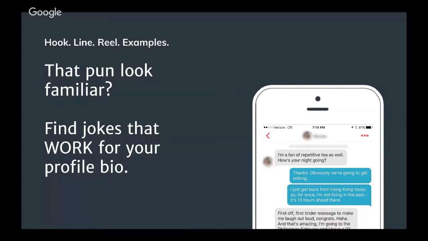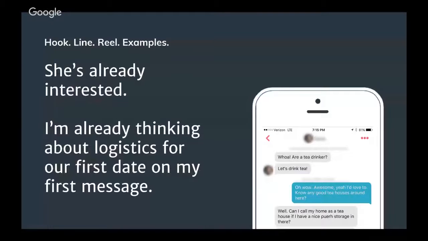But it just goes to show you that you can use your opening line and then you can bring it back down to earth by being more authentic and genuine. So in this case, you'll notice that I didn't use that oolong line. She said, whoa, are you a tea drinker? Let's drink. And I'm already thinking about logistics for our first date on my first message.